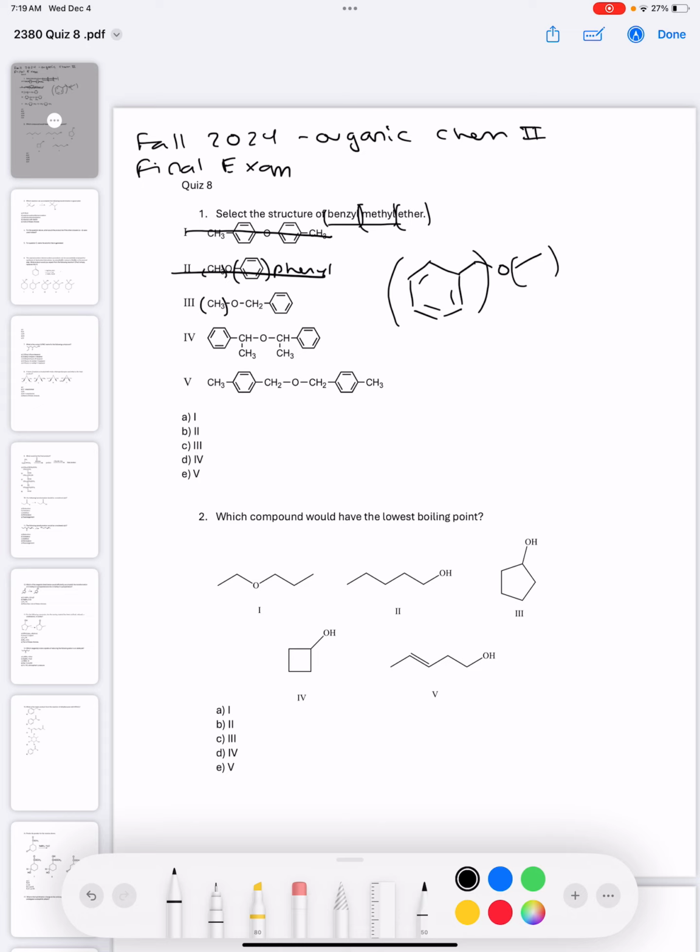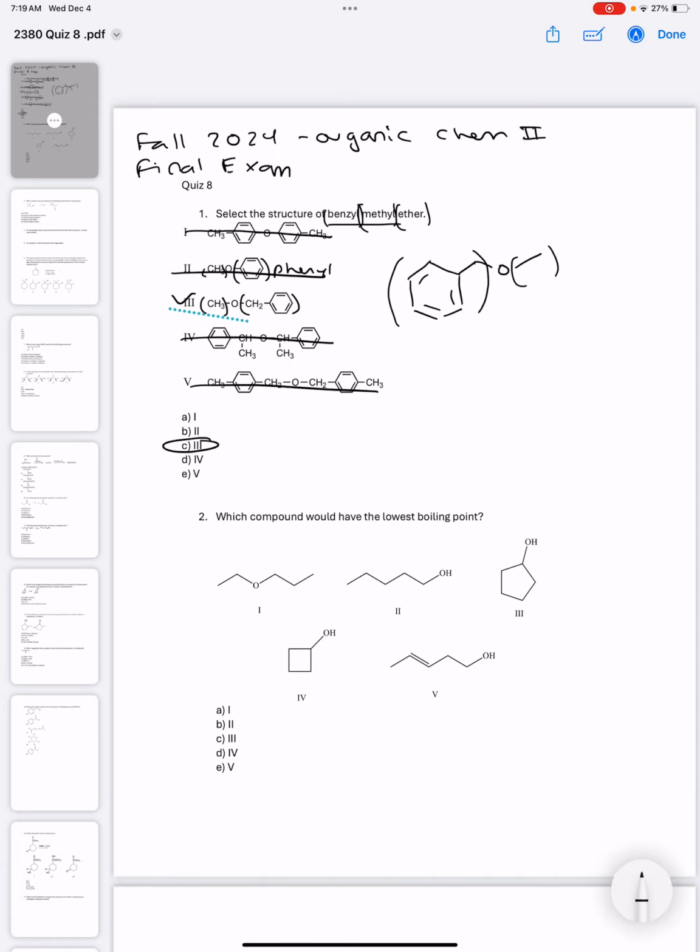This has methyl on one side and benzyl on the other, so I think it's C, but I'm going to keep checking just in case. I don't even know what that is, 2 benzenes and 2 benzenes. So really the only 2 contenders were 2 or 3, and 3 is benzyl because it has a bend in it. So answer choice C would be my answer there.